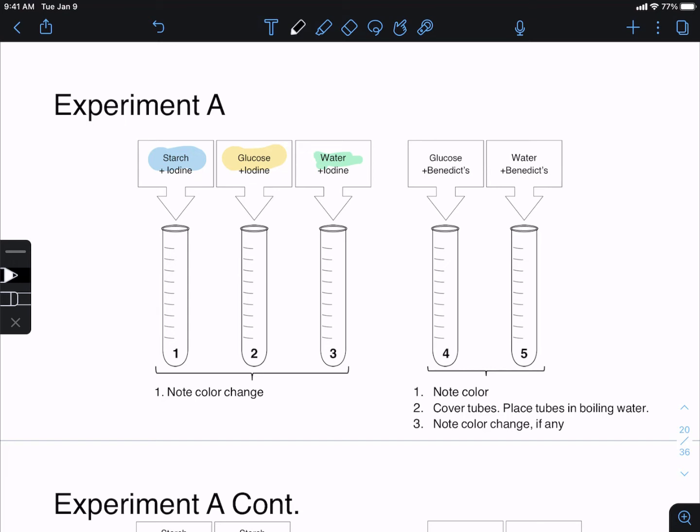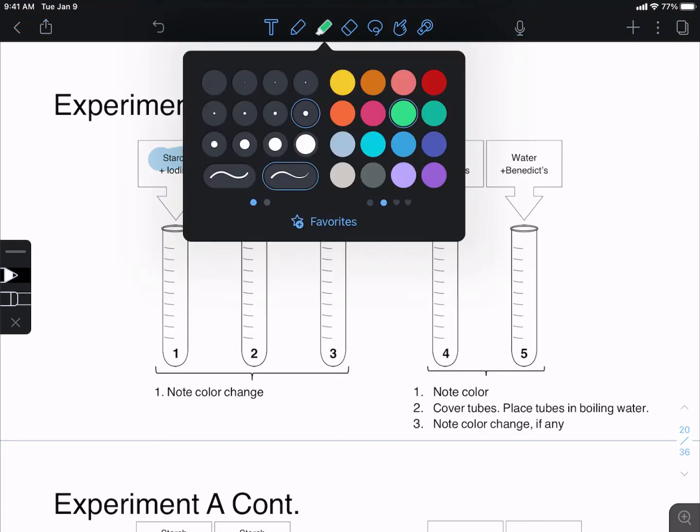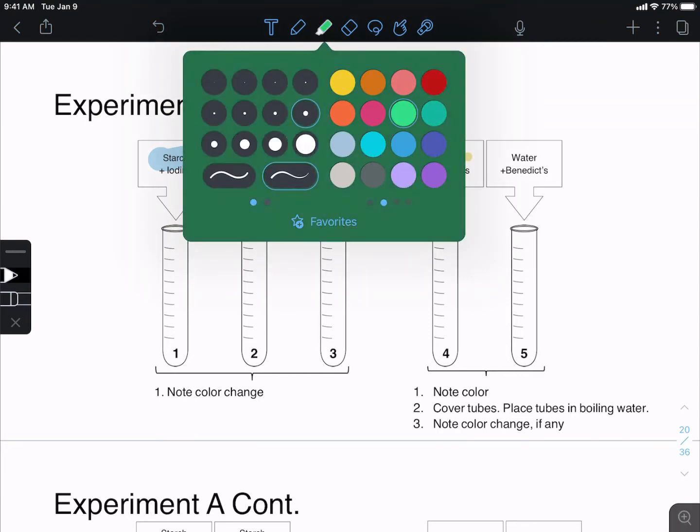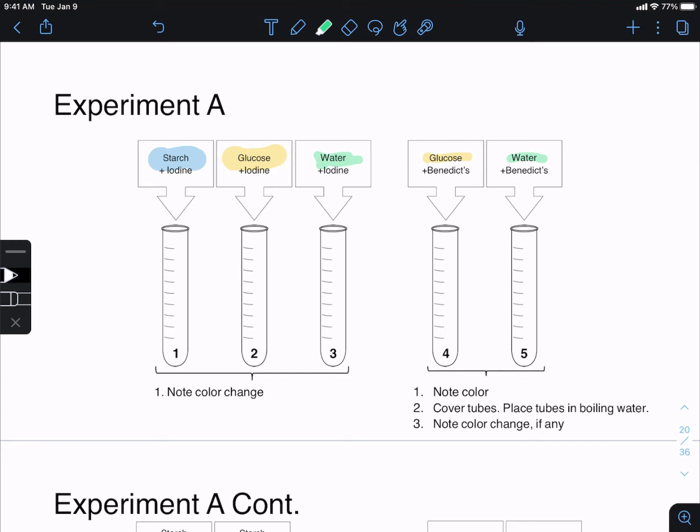You're going to set up another 2 tubes, and this time you're going to add glucose and add water, and then you'll add Benedict's to it, and you're going to see if you can get a reaction.